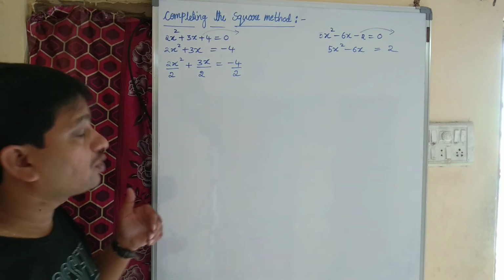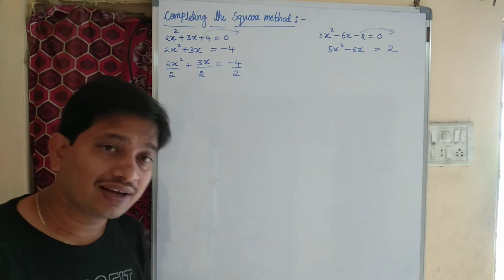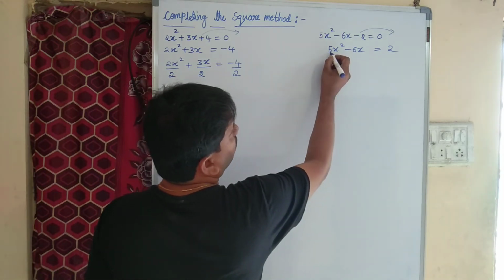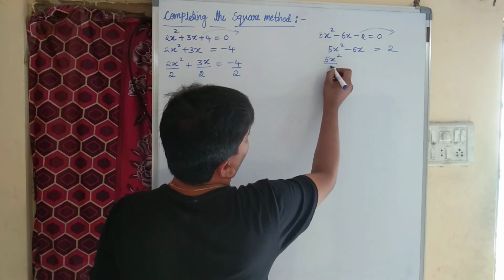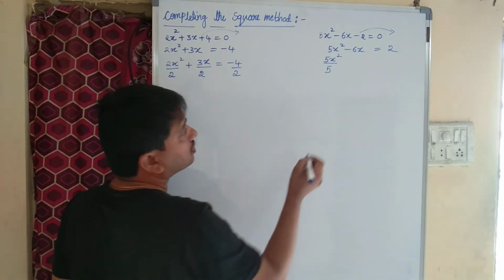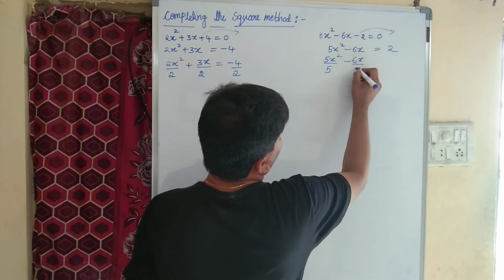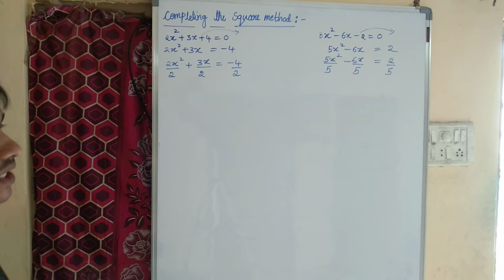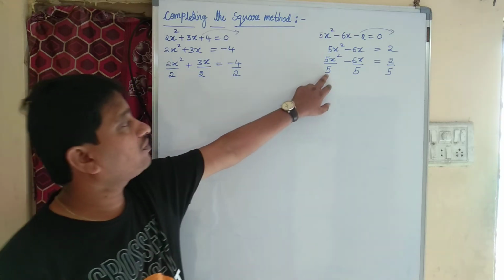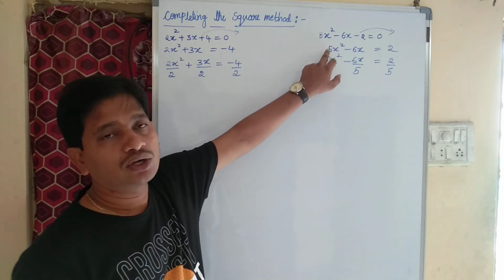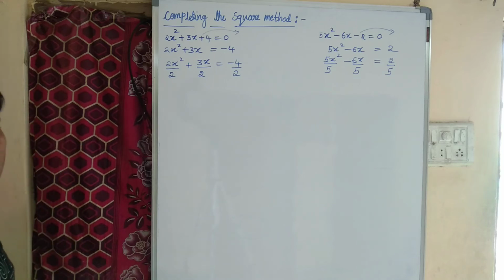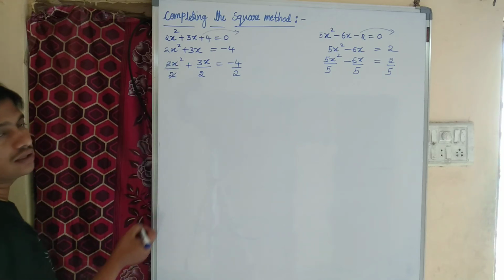When we are doing manipulation, it should be applicable to each and every term, right? So here also I don't want 5 over here because the x square coefficient should be 1. So 5x square by 5 minus 6x by 5 equal to 2 by 5. Okay children, did you understand the second step? Why are we dividing by 2 here? Why are we dividing by 5 here? Here x square coefficient is 5, so that is the reason we are dividing by 5. Here x square coefficient is 2, that is the reason we are dividing by 2. Right? So 2 gets cancelled.